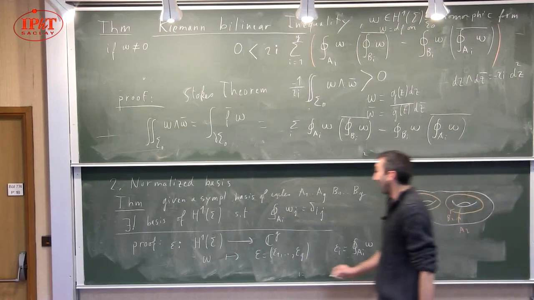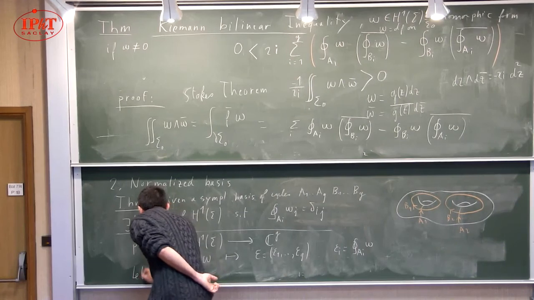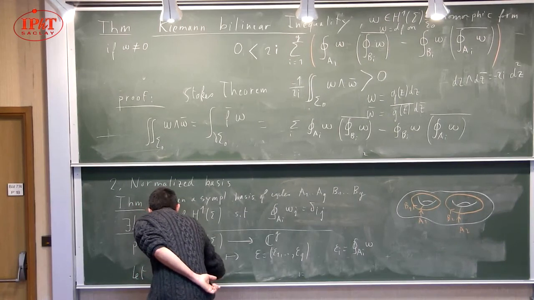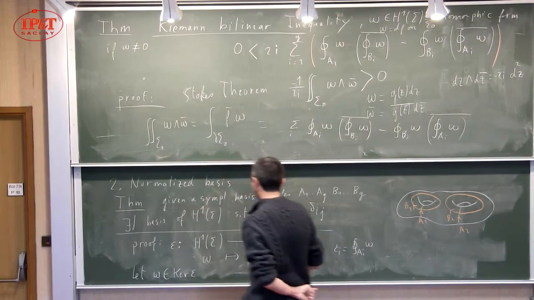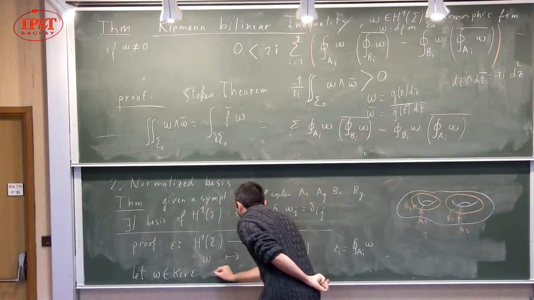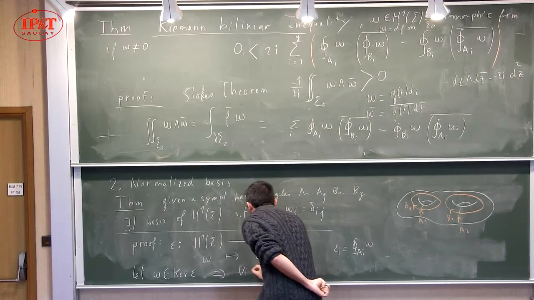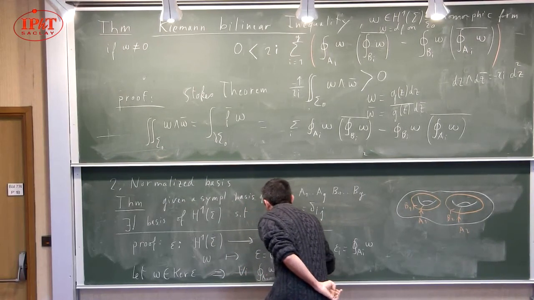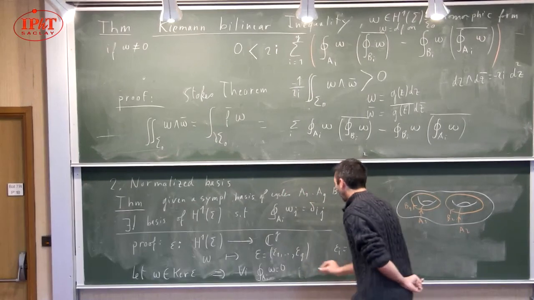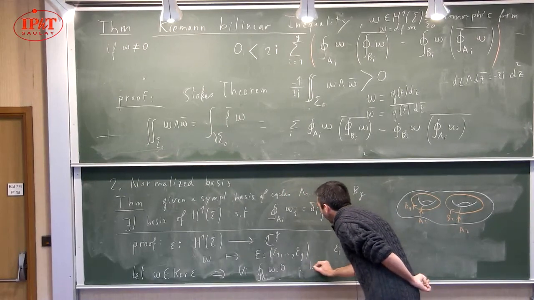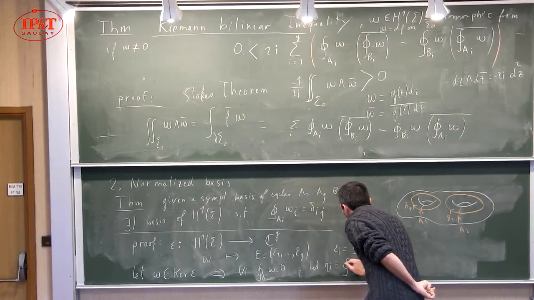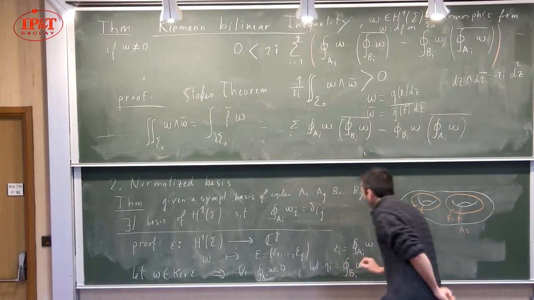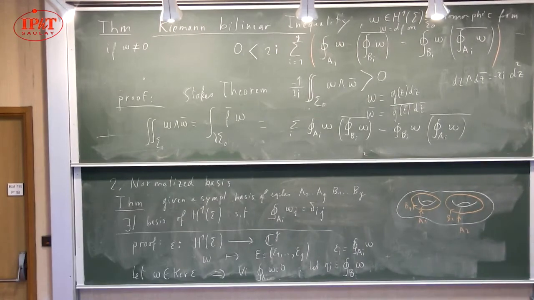So let omega belong to the kernel of this map. This would imply that for all i, the integral over a_i of omega is 0. Okay. Now let eta_i be the b-cycle integral. We don't know what it is.